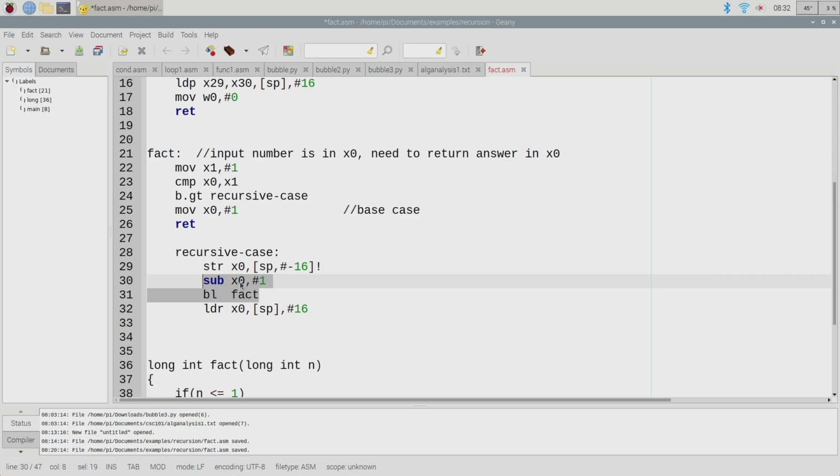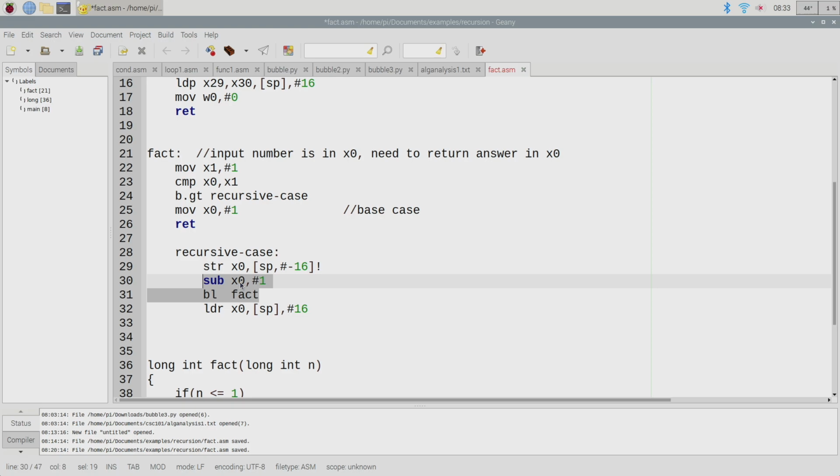In C, what did I say? Return n times fact of n minus 1, and that was it, right? It was all a single line. But I can't do all that in one instruction. So I have to do n minus 1 as a computation. I need to do fact of n minus 1 as a computation. I need to pop the number n back off the stack, so I have 5 ready to go. And actually, I don't want to put that in x0, as we'll see in a moment. Okay, and then I need to actually do the multiplication.